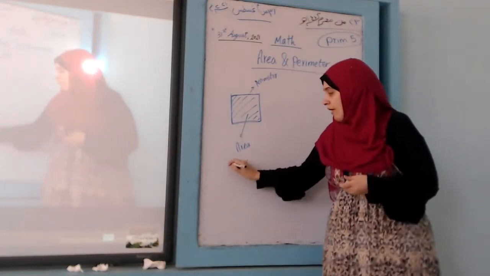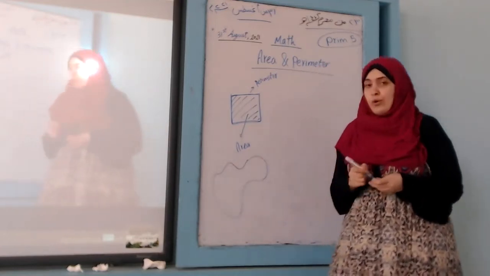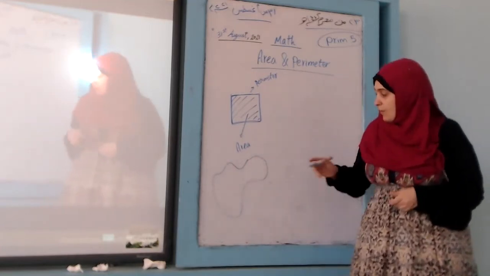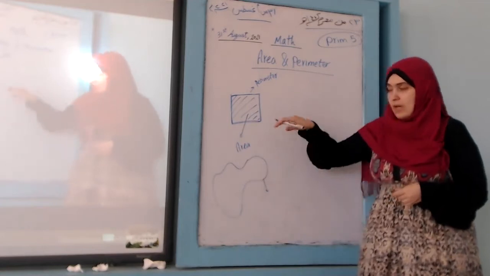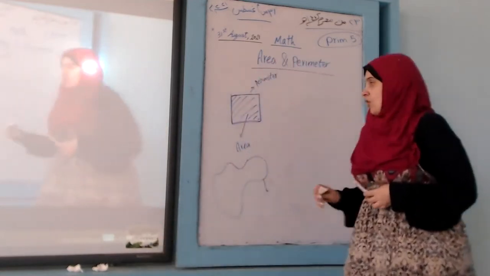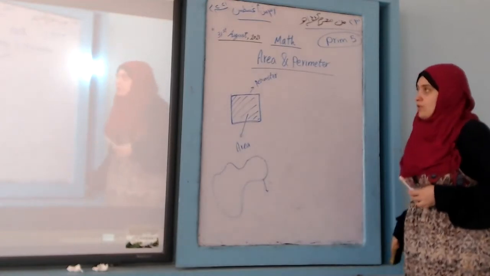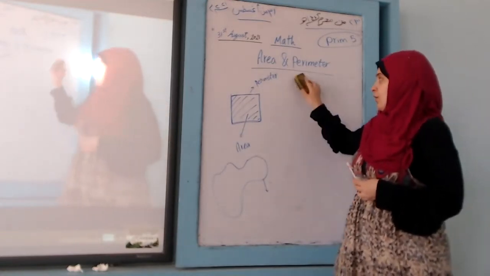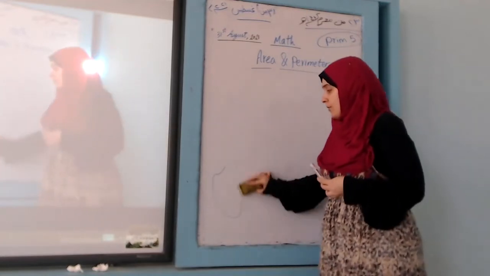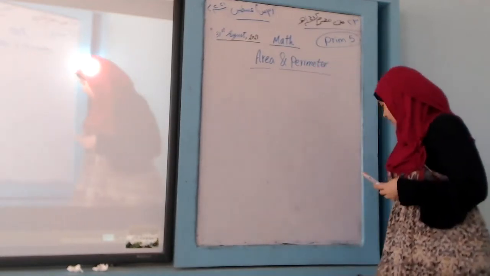For any shape, if I have this shape, where is the area? Area means the space inside the shape. Perimeter means the outlines over this shape. So that is the difference between area and perimeter. We have studied more famous shapes, and their perimeter and area.